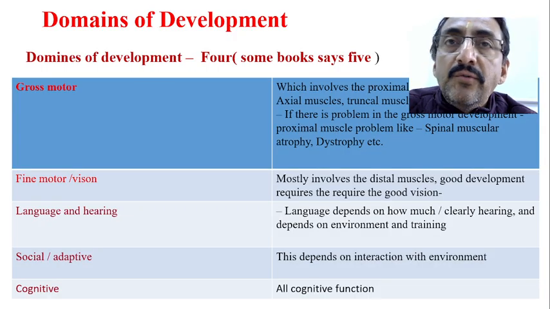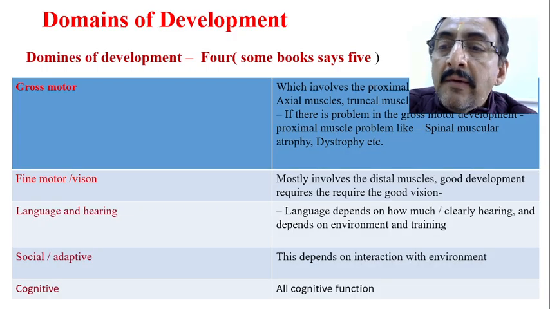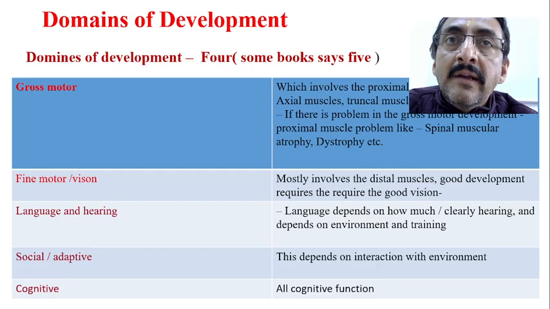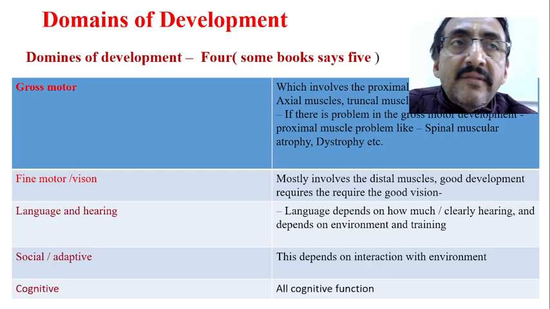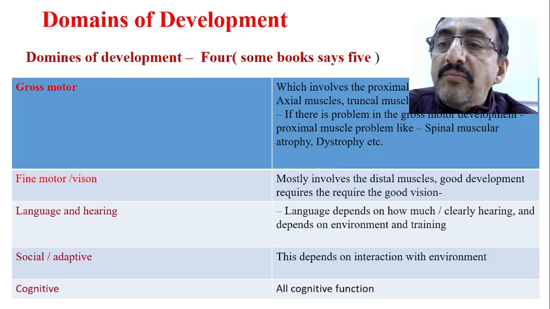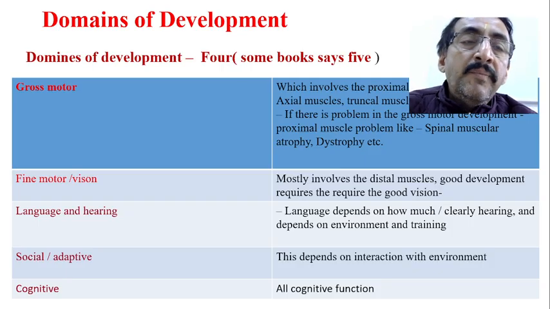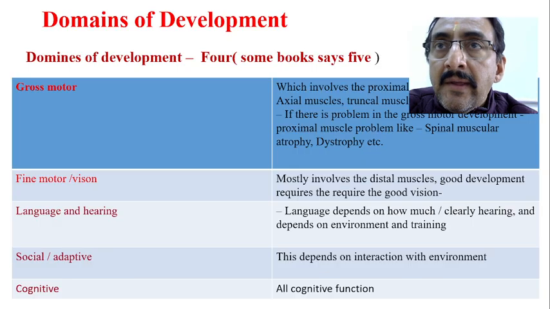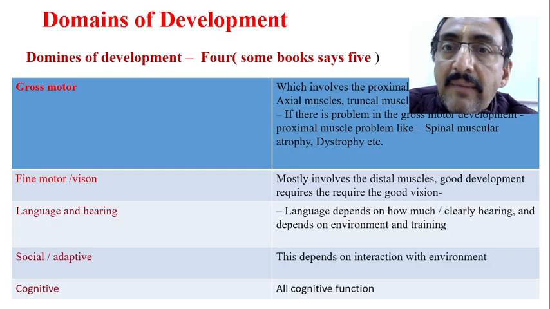Some of the authors do not believe in cognitive as a separate domain, because for the rest of the 4, cognition is a must, so no separate mention is required. But in some of the books it is given as a separate domain, and in some it is not. Most commonly, it is gross motor, fine motor, language and social. So these are considered the 4 important domains of development. Now when you assess the developmental milestones, you have to assess them domain wise.